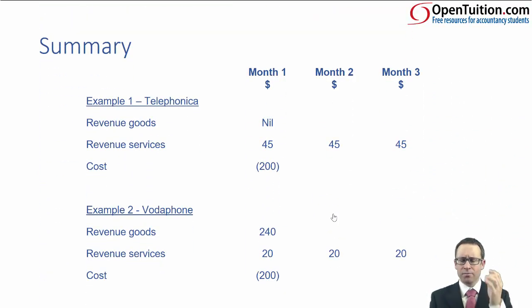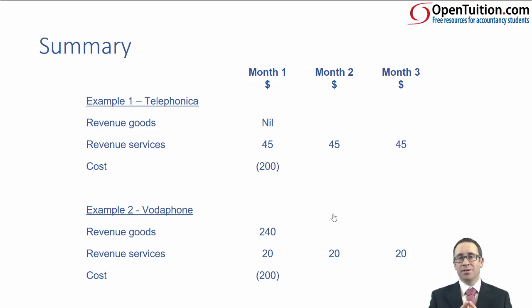So if we summarise, and just make the assumption that the mobile phone itself costs $200, Telefonica and Vodafone have each paid $200 to buy the handsets. If you look at what happens, particularly with Vodafone, they make profit in the first month, don't they? Because they've got the revenue from the services totaling $260. The cost is $200, so they recognise a profit of $60 at a much earlier point in time. However, when you look at Telefonica, there's no revenue from the goods. So in that first month, they make a loss because they sold the handset for free.